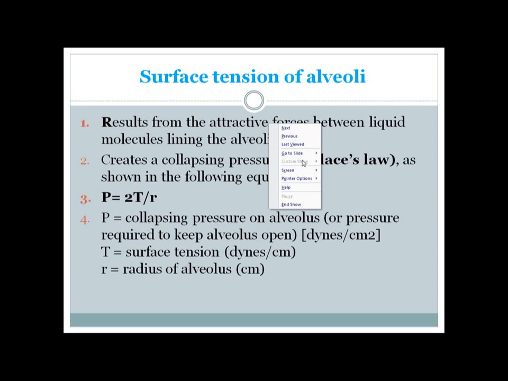So the surface tension of the alveoli is actually the result of the attractive forces between the molecules lining the alveoli. So those are the liquid molecules. Suppose you have an alveolus here and you have a liquid layer inside the alveolus, and the attraction between them actually tries to collapse the alveolus, and this collapsing force is mainly the surface tension.